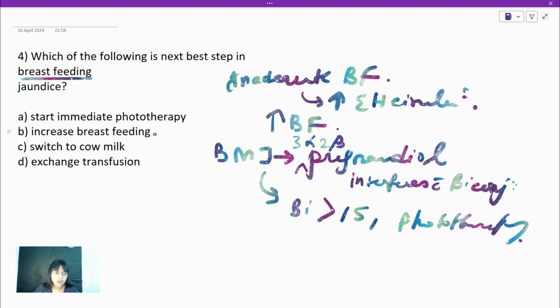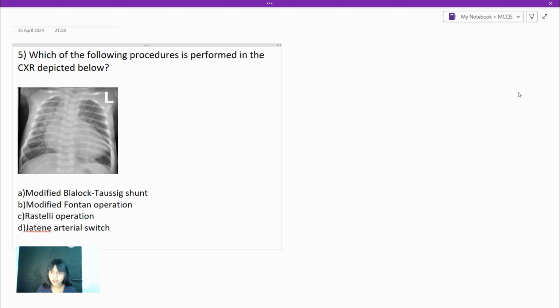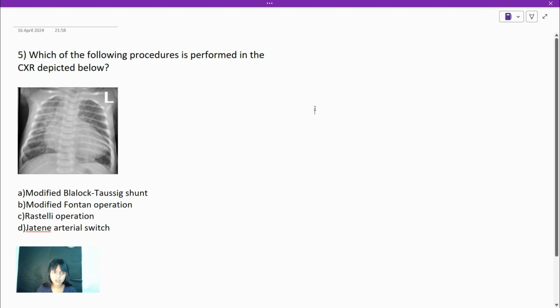But don't jump into answers without reading the question mindfully. So here it's written breastfeeding jaundice. So what is your answer? Increase the breastfeeding. That is option number B. But had it been a case of BMJ, it would have been option number A. Clear to you? So moving on to the last MCQ of the day today. That is once again our pictorial question.